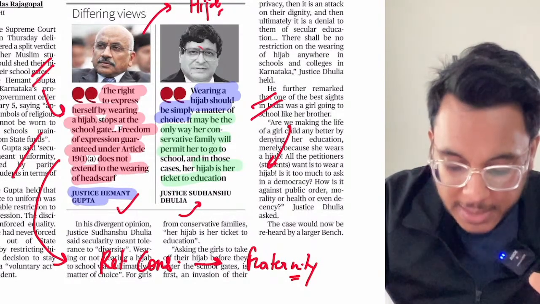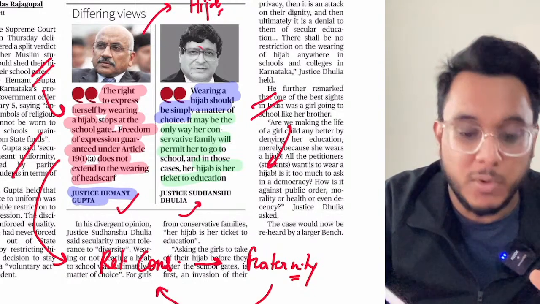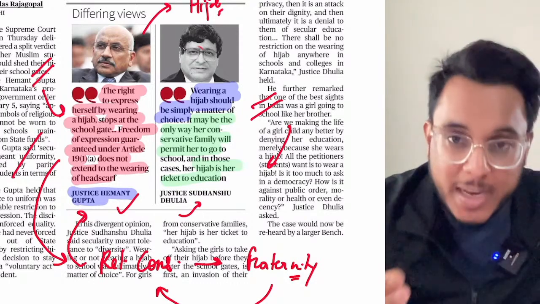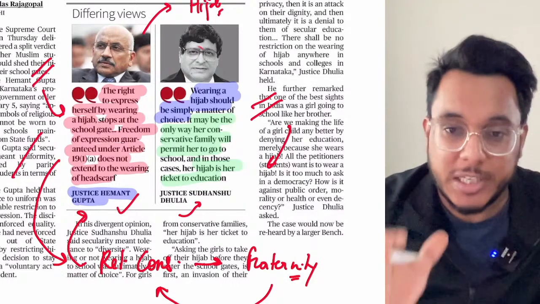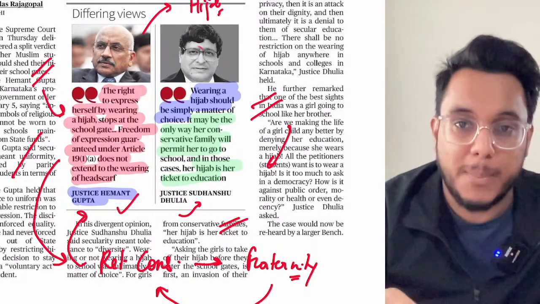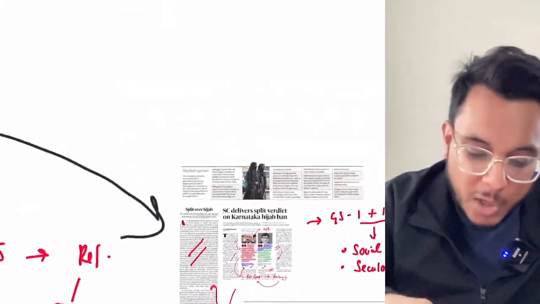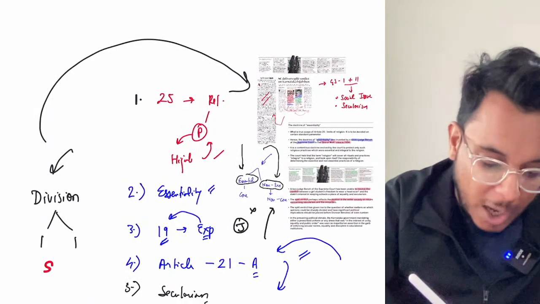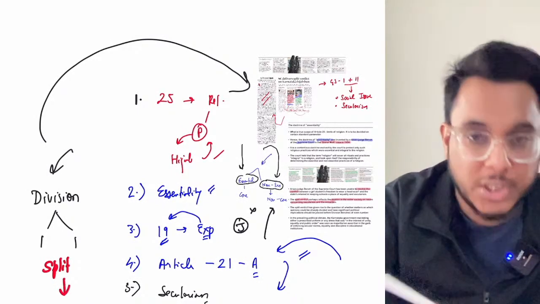So for bringing fraternity, religious consciousness is to be removed, and it will be removed when everybody is the same. Nobody will be allowed to wear their religious symbols. This is something that has happened. So guys, now what will happen? As it's a split judgment, this matter will now go to a larger bench.